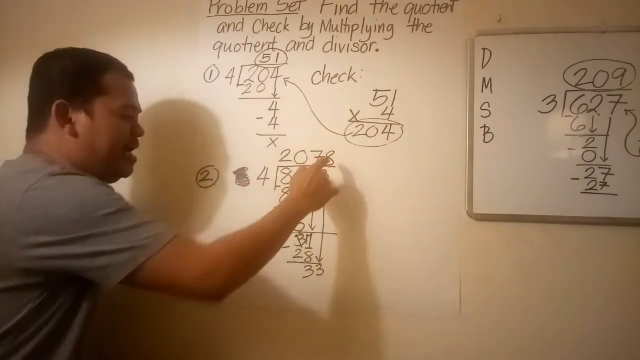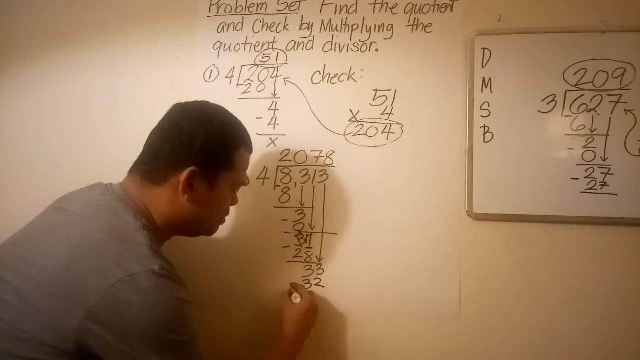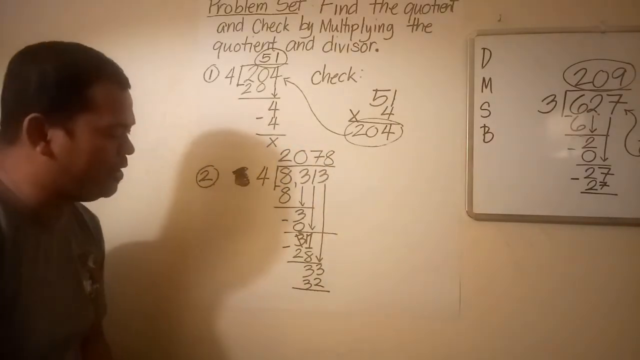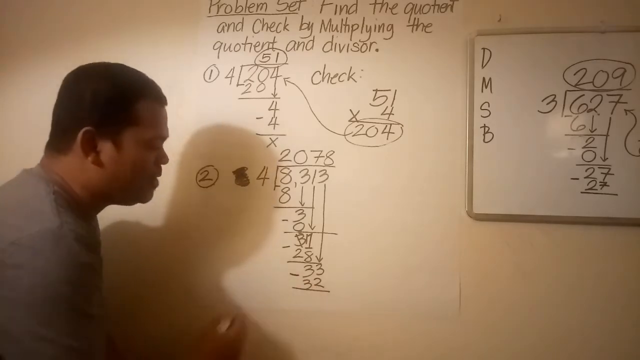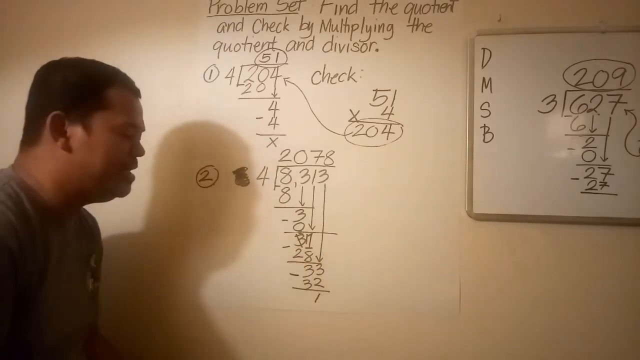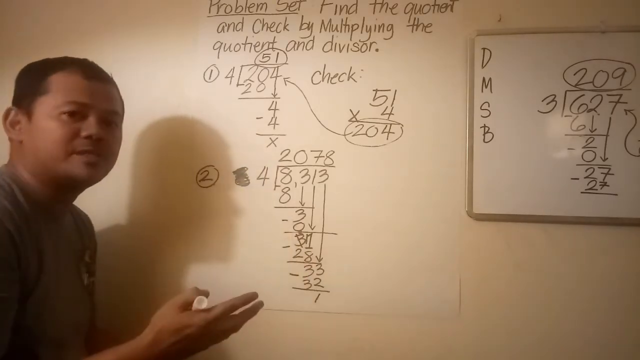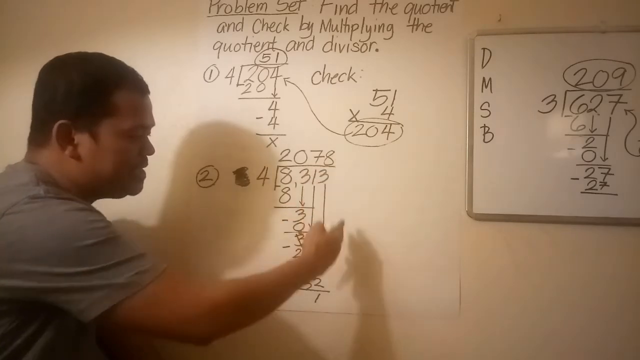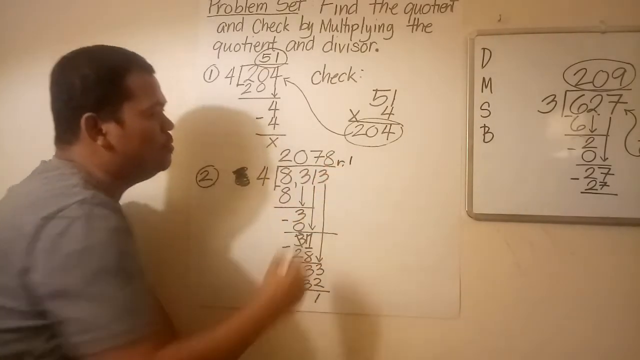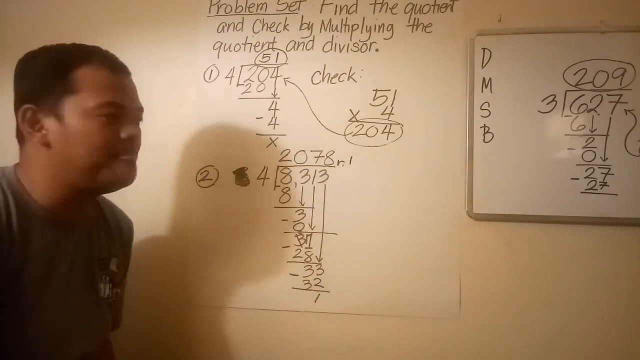Now, 4 times 8 is equal to 32. Right here, 32. So 3 minus 2, we're going to subtract it. 3 minus 2 is equal to 1. 3 minus 3 is 0. 1 divided by 4, can't be, right? And there's nothing to bring down. So this will become our remainder. Remainder 1. Meaning to say the answer is 2078, remainder 1.